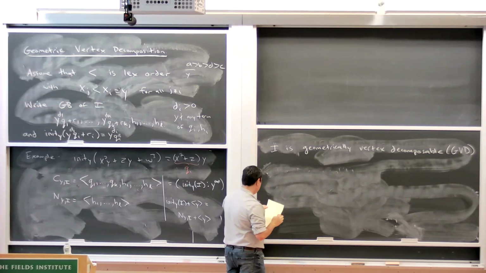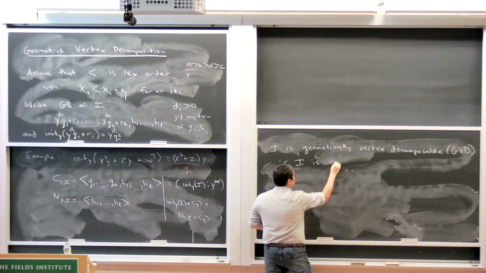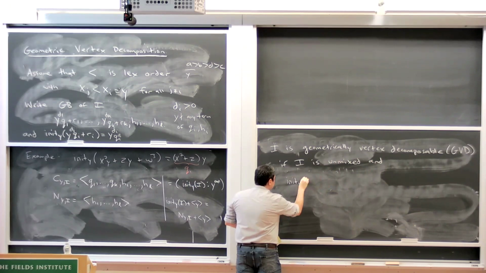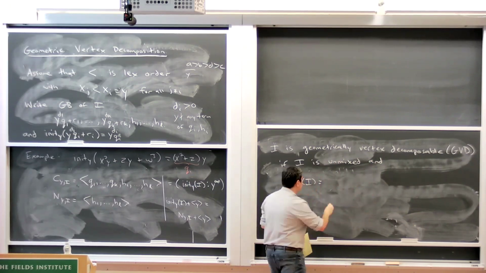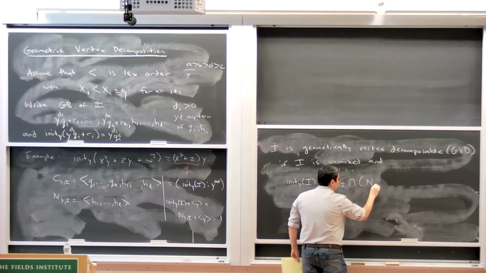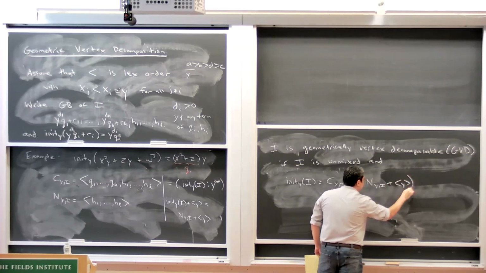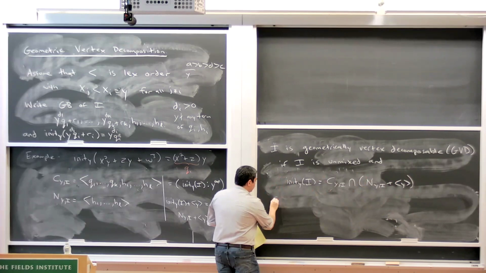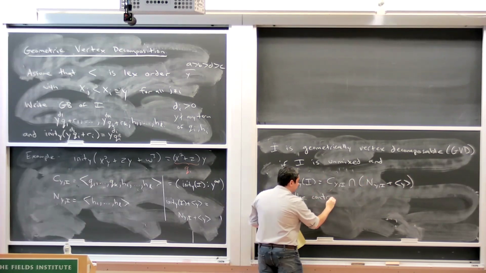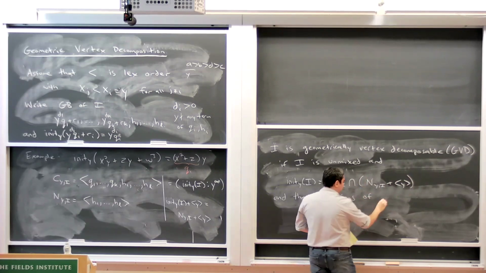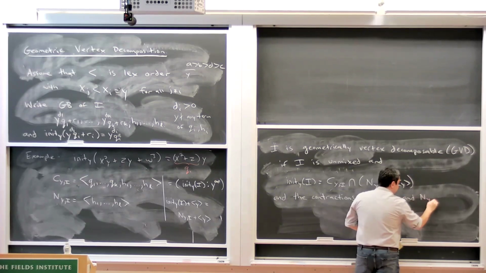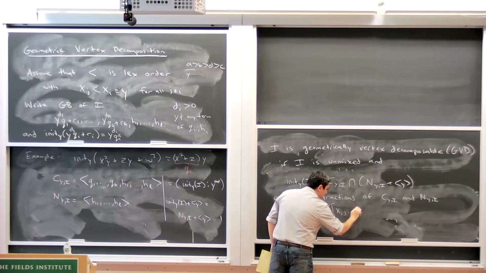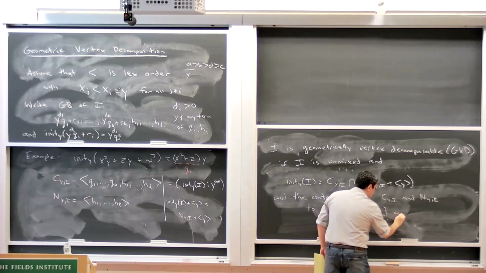But I is geometrically vertex decomposable if I is unmixed, and we need that we have the decomposition that we had there in terms of the intersections. So it should be C y I intersect this, and the contractions of this and this to the polynomial ring where you remove the y. Or also GVD there.